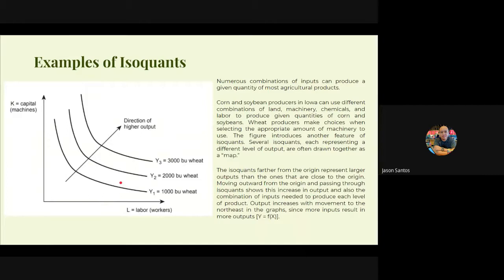The figure introduces another feature of isoquants: several isoquants representing different levels of output, often drawn together as a map. And then the isoquants farther from the origin represent larger outputs, gaya na nabanggit ko kanina. And then the ones that are close to the origin, moving outward from the origin and passing through isoquants, shows the increase in output and also the combination of inputs. Output increases with the movement to the northeast in the graph. So northeast direction yan. Since more input results in more outputs. Okay?